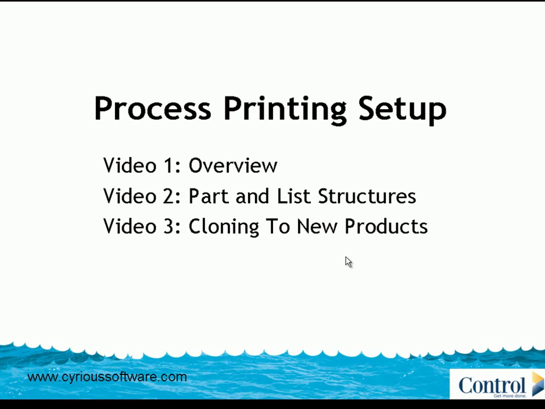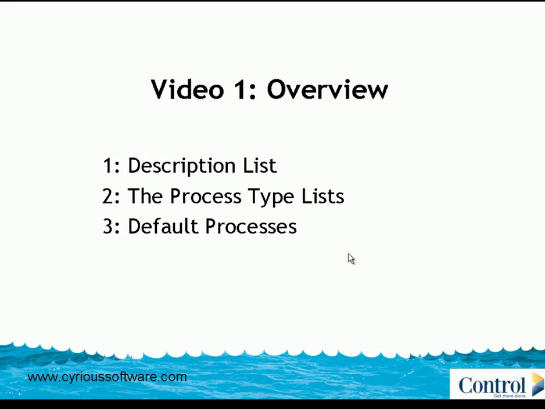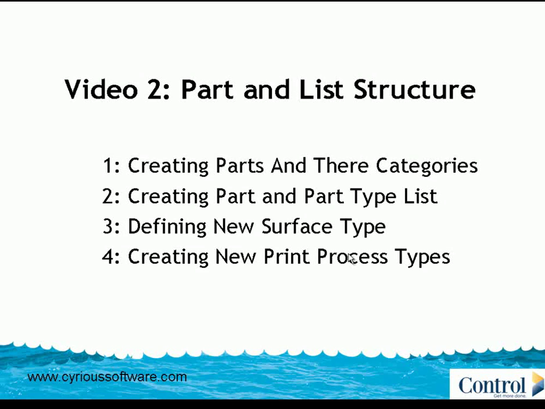In the second video of the Process Printing Setup series, I'd like to discuss the part and list structures and how to add your own types of parts into this product. In the first video, the overview, we went through description list, process types, and default processes. In this video, I want to go through creating your own parts and their categories, and then the lists that go with those, as well as adding those into the surface types and print process types.